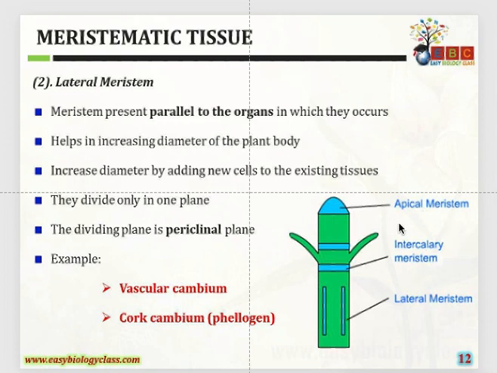What about intercalary meristem? Can you see in this picture? You have the meristematic region here. This intercalary meristem is responsible for giving rise to nodes and internodes. Can you see at the nodes you have the leaves? So intercalary meristem will give rise to the internodes.